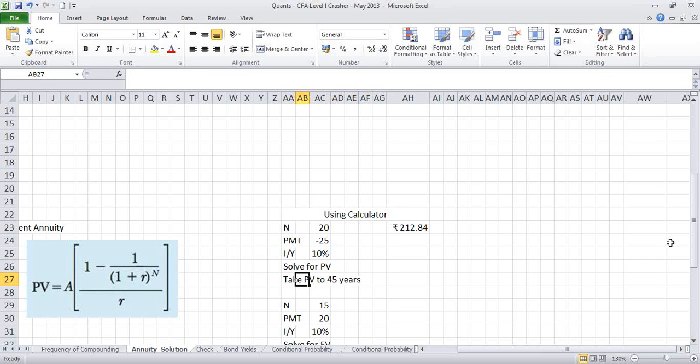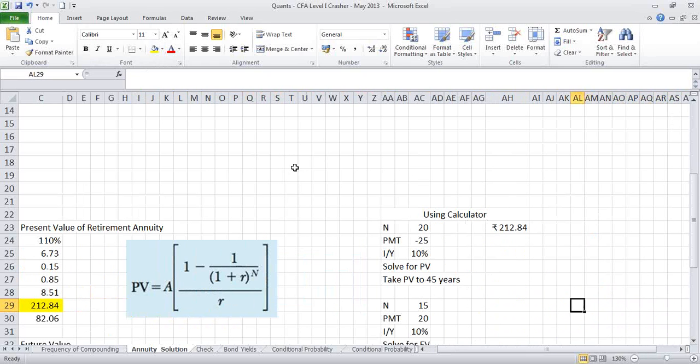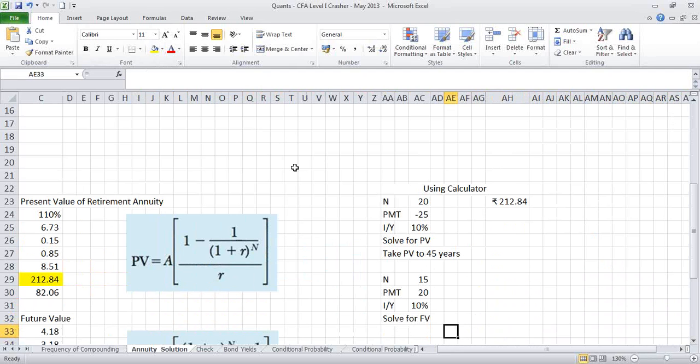I have to now take this present value to 45 years. Note that this is the same present value, 212.84, that we had calculated here in this cell. So you get the same formula to solve this. Next, you can go ahead and solve for the future value, where payment is 2, and you can solve for this now. So let's solve for this very quickly.